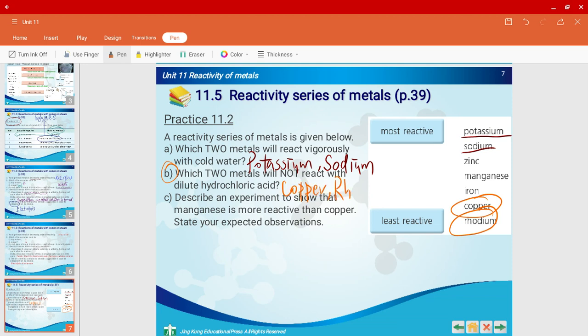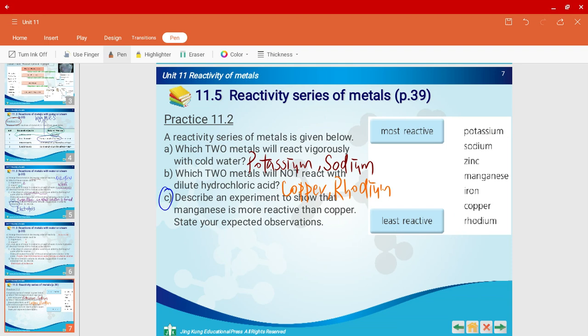So even though you're not familiar with the metal, you can compare it with the metals that you know. For example, you know iron, you know copper. So you'll also be able to guess whether some unknown metal will be able to react or not. Okay, so let me rub everything out.